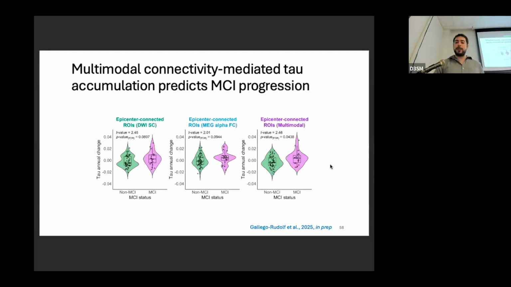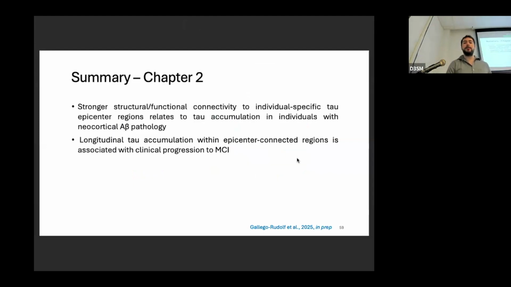And lastly, what we demonstrated, if you look here at the epicenter connected regions based on multimodal connectivity, is that people who progress to MCI show higher levels of tau accumulation in the regions that are more strongly connected with the epicenter as compared to people who remain cognitively unimpaired. So all of this is supporting the idea that functional and structural connectivity is related to tau accumulation and that this is modulated by amyloid beta, and that longitudinal tau accumulation in these regions that are connected to the epicenters is associated with clinical progression to MCI.